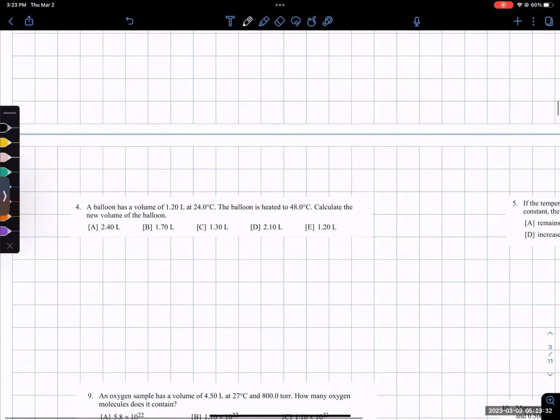A balloon has a volume of 1.2 liters at 24 degrees Celsius. The balloon is heated to 48 degrees Celsius. Calculate the new volume of the balloon. It's the same law, right? Yeah, because you're looking for volume. Exactly. It is Charles's law.